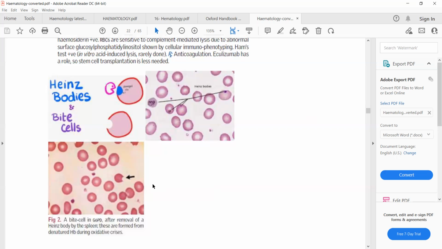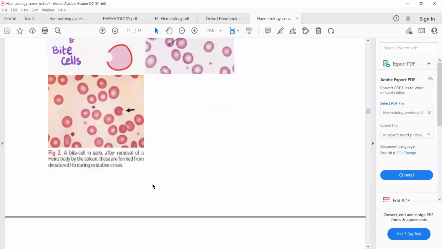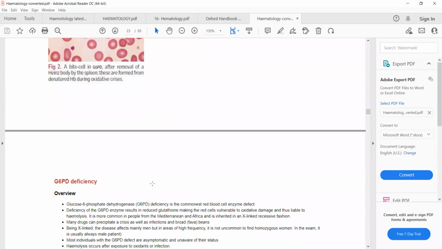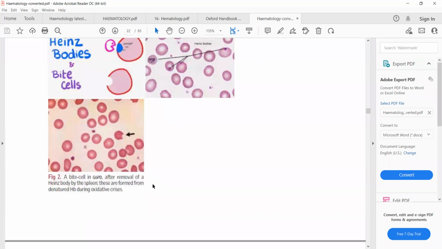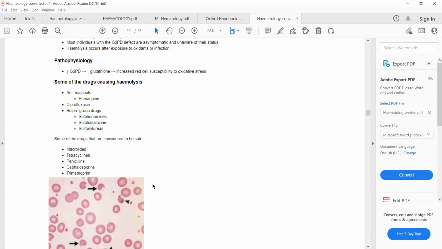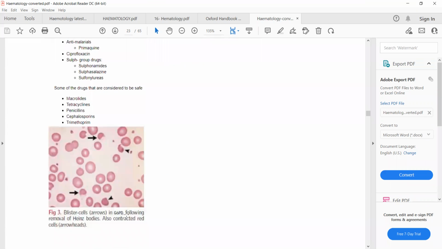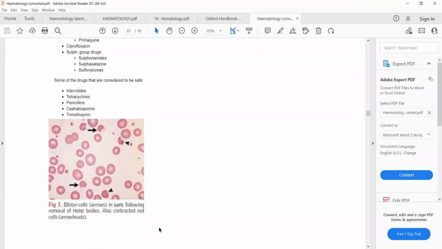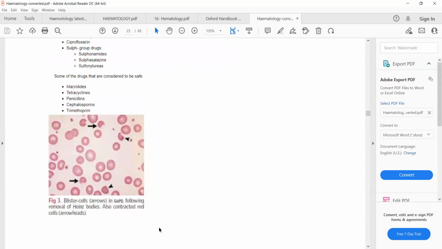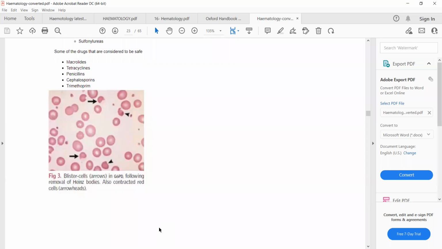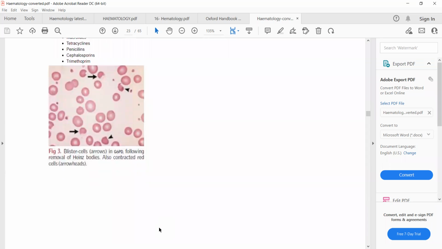So bite cells and Heinz bodies are seen on a peripheral blood smear in G6PD deficiency. Remember this point, the finding of a peripheral blood smear in case of G6PD deficiency. Other than Heinz bodies and bite cells, blister cells can also be found. Blister cells are also just like bite cells. You can see in this diagram fragmented RBCs. Heinz bodies and bite cells are more important. Blister cells can also be found. They are a variant of bite cells, or they are just like bite cells.